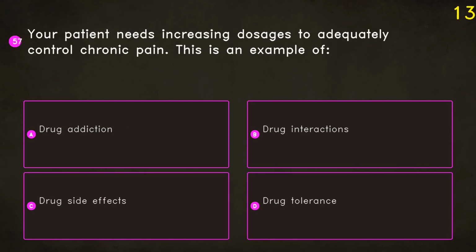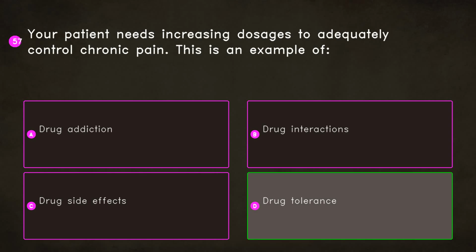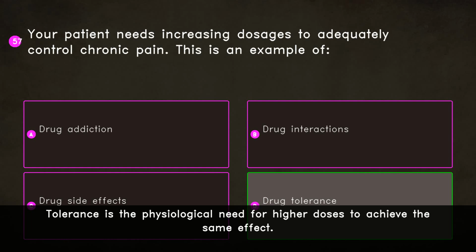Question 57. Your patient needs increasing dosages to adequately control chronic pain. This is an example of A. A drug addiction, B. A drug interaction, C. A drug side effect, D. Drug tolerance. The correct answer is drug tolerance. Tolerance is the physiological need for higher doses to achieve the same effect.